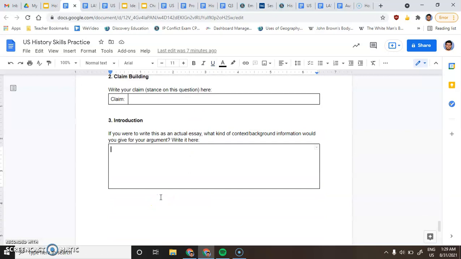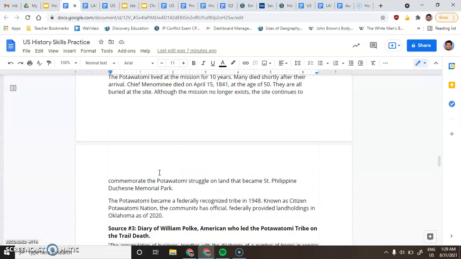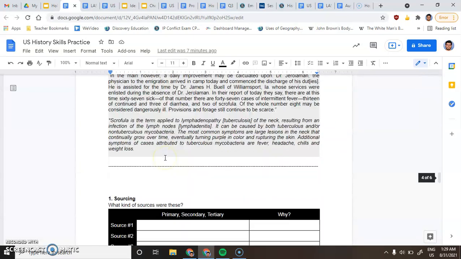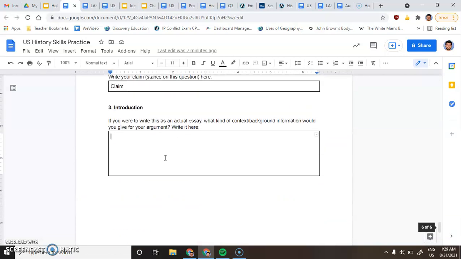And then, this is the new thing that we talked about today, your introduction. I want you to think about if you were to actually write an essay about this. Think about what kind of context and background information would be helpful for your argument. If you need to go back and look at how to write an introduction paragraph, you could do that. I will link this up here where the step is. Where is it? Here. So you could do that, and then you're going to write that in here.